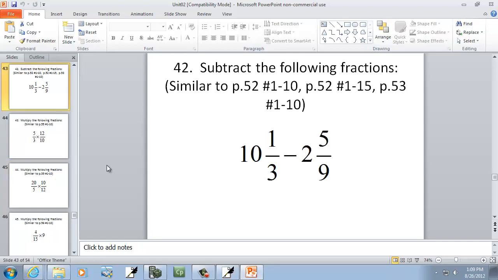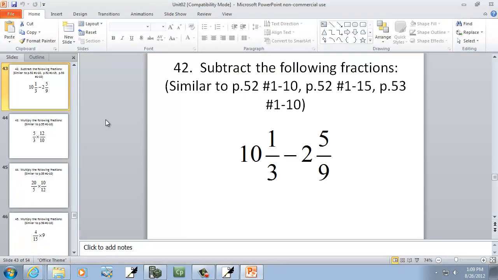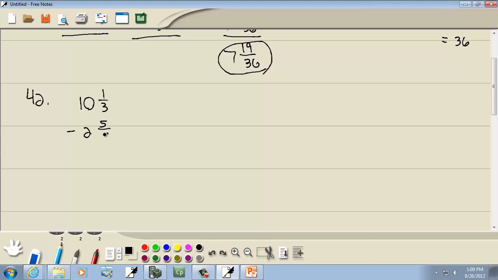Now let's take a look at this one. So we got 10 1/3 minus 2 5/9. Okay, we first have to find our least common denominator. So we got 3 and 9. 3 is prime, so that's fine. 9 is 3 times 3.